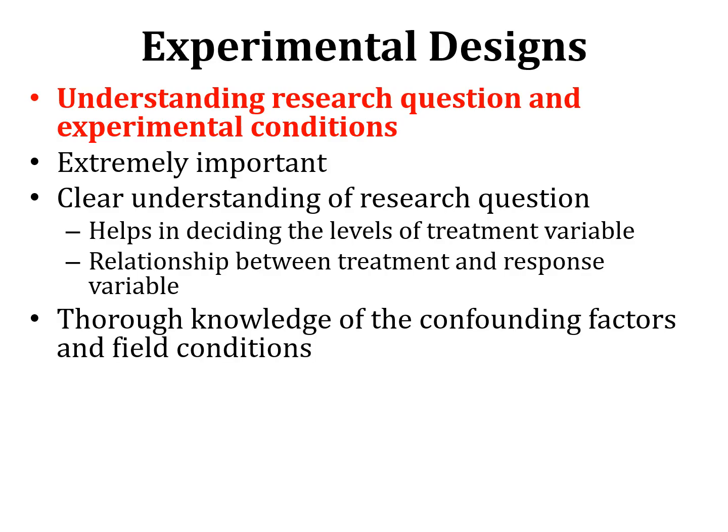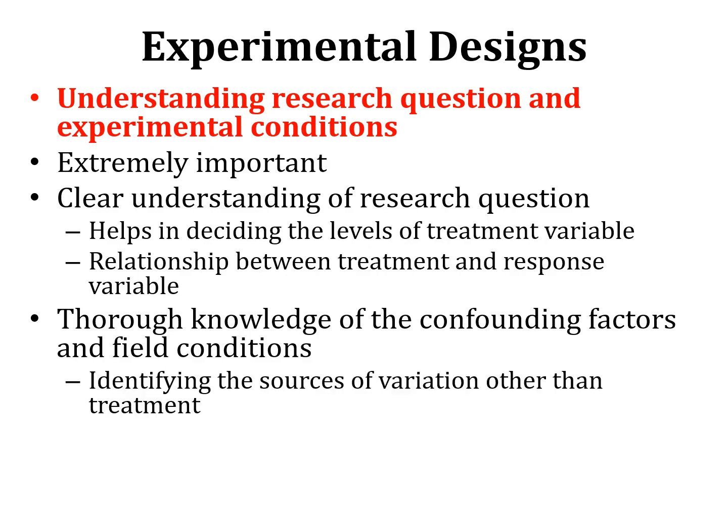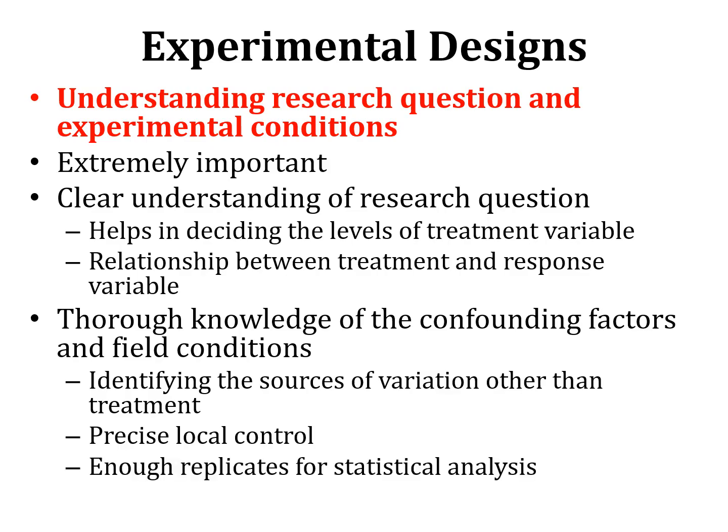And a thorough knowledge of the confounding factors and field conditions is also important, as we discussed. You need to have a clear understanding of the sources of variation other than your treatment, and of the field conditions in which you are doing your experiment, so that you can apply a precise local control. And you also need to have enough replicates for statistical analysis. So understanding the research question and experimental conditions is extremely important.